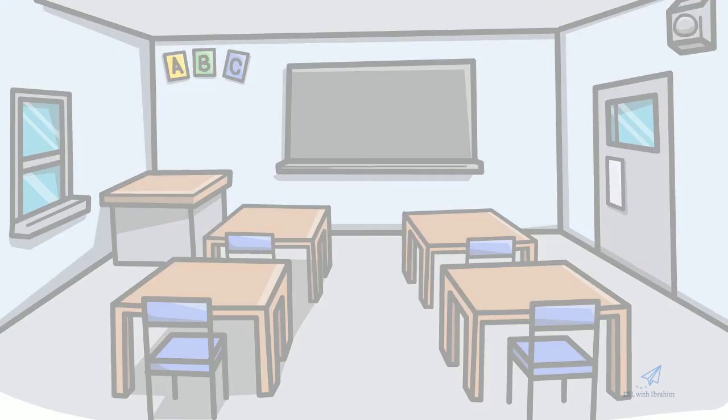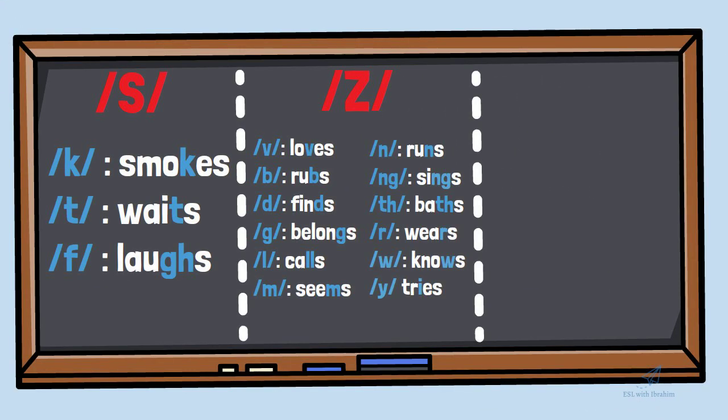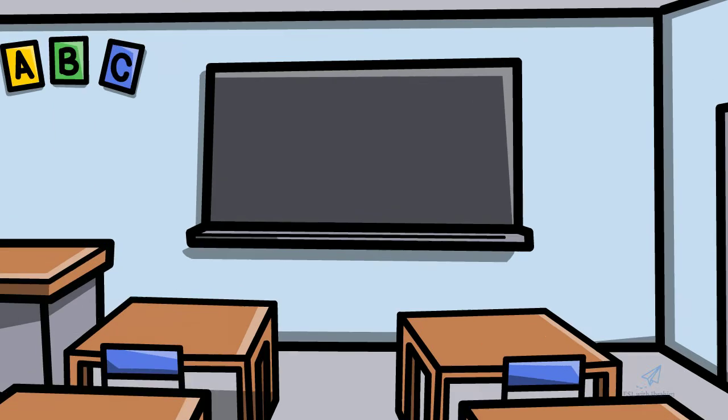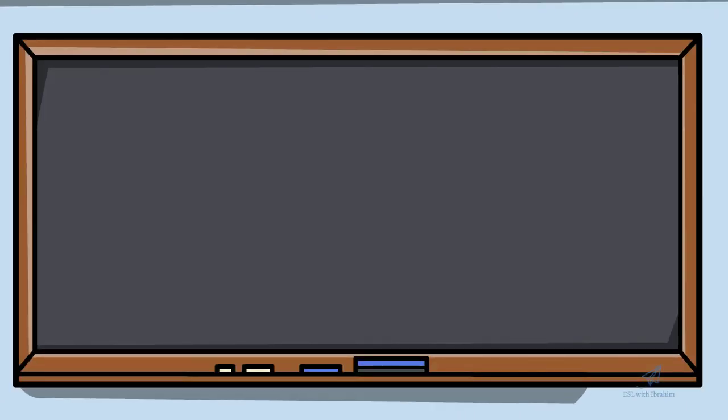To sum up, let's look at the rules of the pronunciation of the third person S altogether. This is all when it comes to the pronunciation of the third person S. And one more thing, it's a bonus. All these rules apply to plural nouns as well.